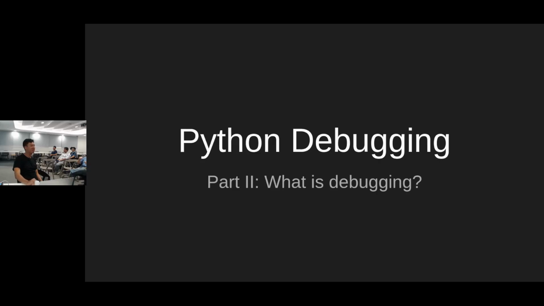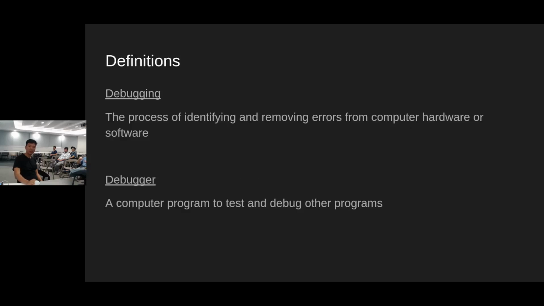Okay, so let me start by answering the question, what is debugging? Debugging is the process of identifying and removing errors from computer hardware or software. But in the context of Python, typically you have a program and you expect it to work in a certain way, but for some reason it doesn't. And debugging is about finding out why it doesn't work how it's supposed to work. And a debugger is a tool that helps you find out why that is so.